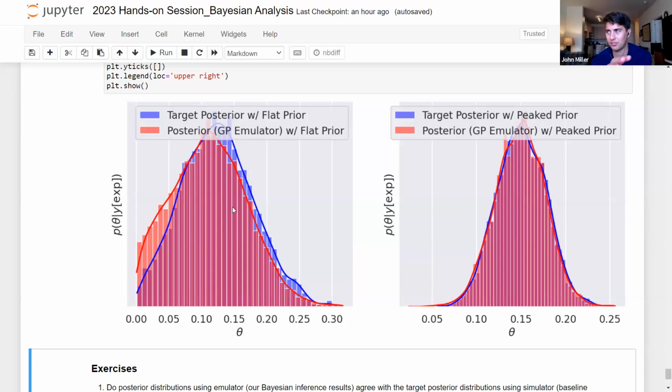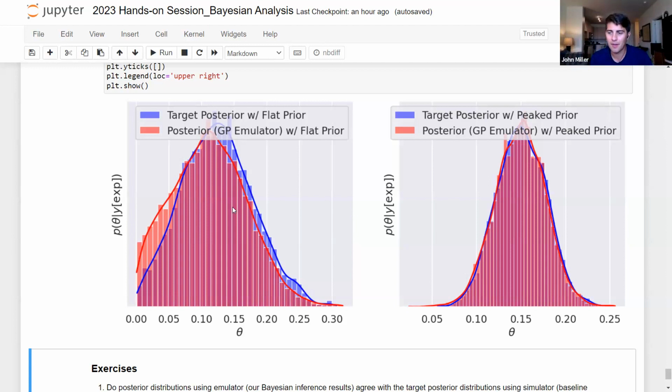But there is some level of difference, and perhaps if it's a difference between not being able to do the problem at all and having a posterior a little bit different from the true posterior, then I would say that this is acceptable. And then on the right side, we see that the two posteriors match up very, very well. So you may be tempted in this case to say, okay, maybe the peaked prior is better because it allows us to use the emulator without any sort of loss of accuracy.